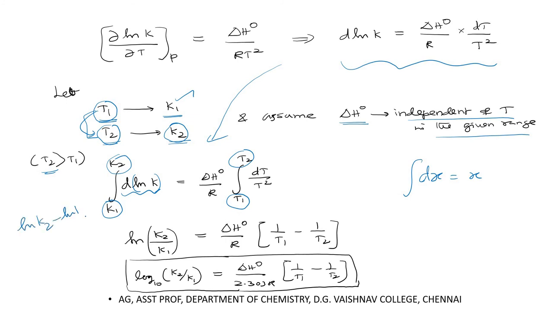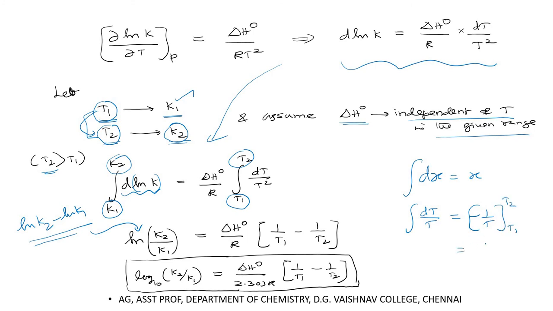ln K2 minus ln K1 can also be written as ln K2 by K1. On the right hand side, you will get delta H naught by R, integral dT by T square. Integral dT by T square is 1 by T, and the upper limit is T2, the lower limit is T1.